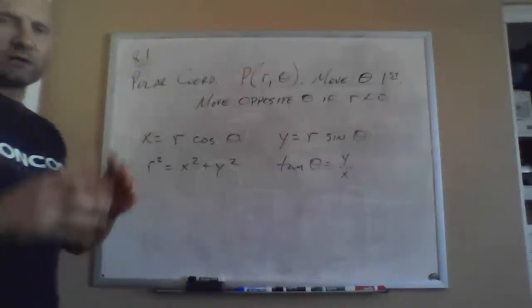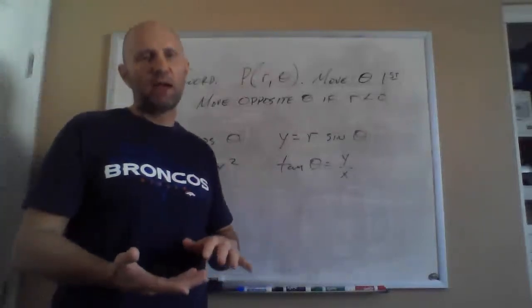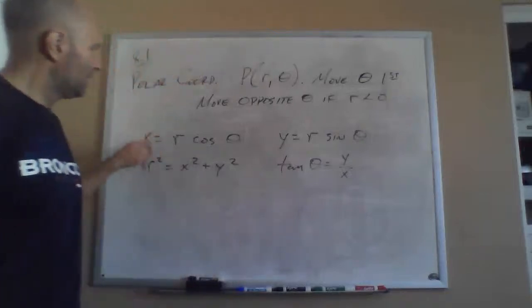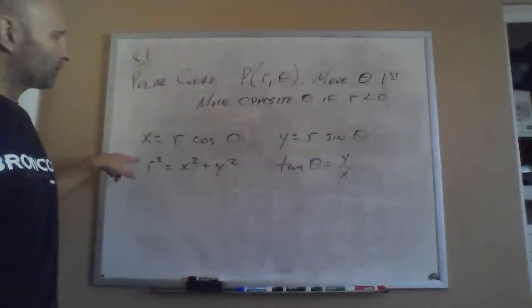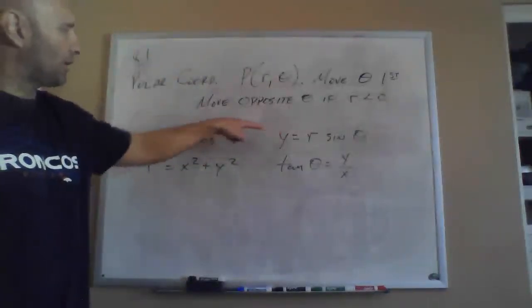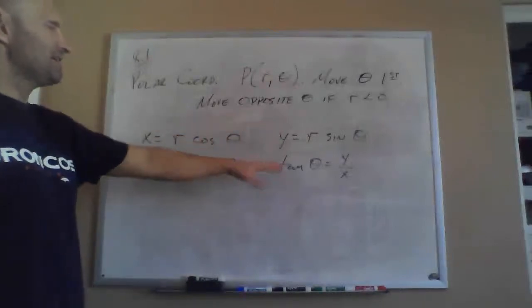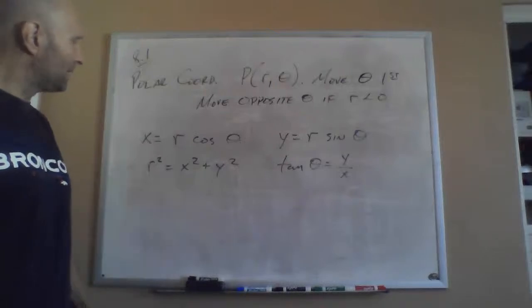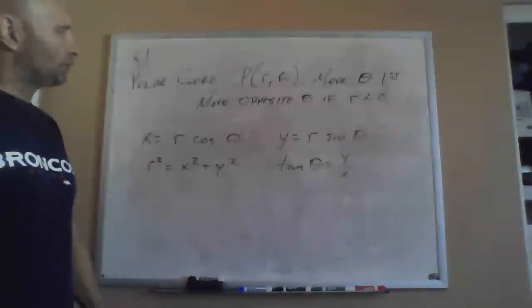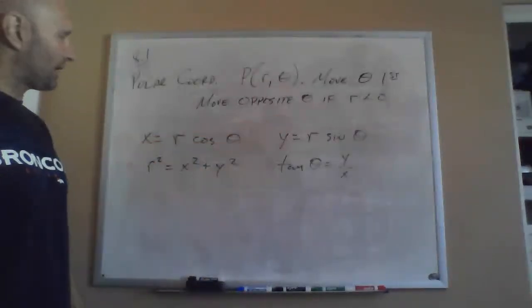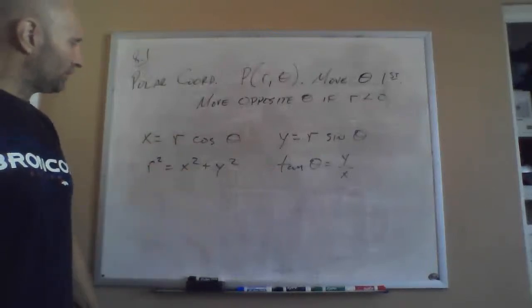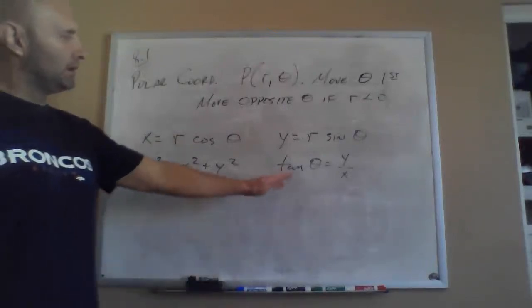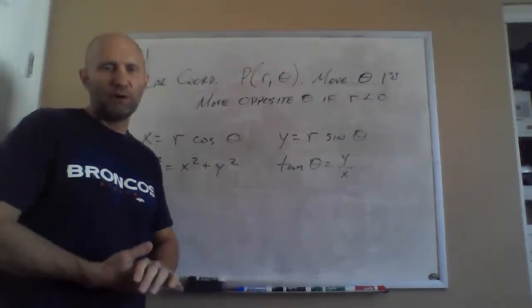And then for converting from polar to rectangular or rectangular to polar, we're basically going to be using these 4 equations. And honestly, more often than not, we're going to be using these 3. We don't get into the tangent of theta too much. But anyways, we have x is r cosine of theta, y is r sine of theta, r squared is x squared plus y squared, and tangent of theta is y over x.